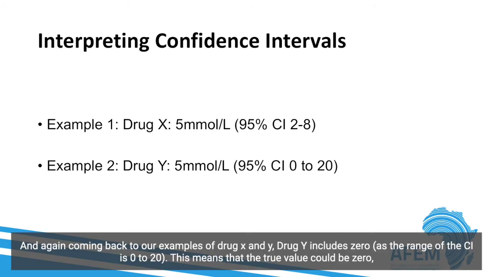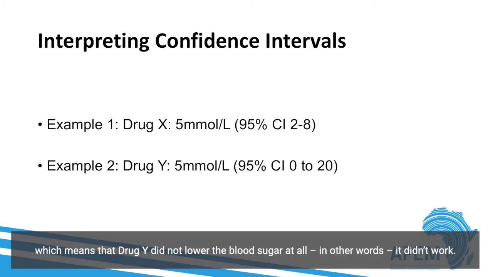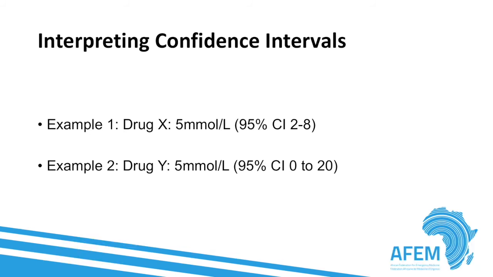And again, coming back to our examples of drugs X and Y, drug Y includes 0, as the range of the confidence interval is 0 to 20. This means that the true value could be 0, which means that drug Y did not lower the blood sugar at all. In other words, it didn't work.